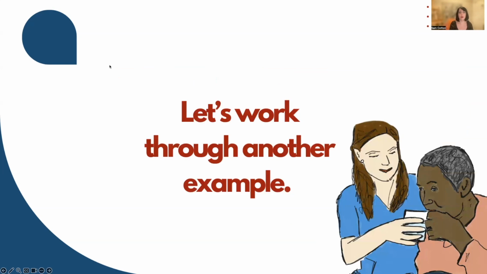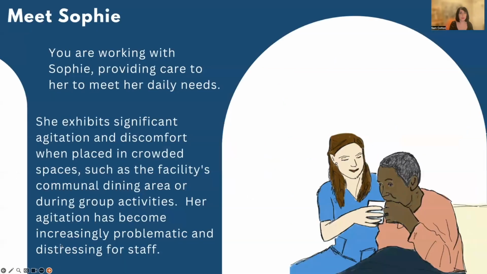So now let's walk through another example together, just to really highlight how you can use this why model on dealing with some of these challenging behaviors. So let's meet Sophie. You're working with Sophie, really working just much like Miss Joan, working to provide care to meet her daily needs. Miss Sophie's really starting to exhibit some significant agitation and discomfort anytime she's in a crowded space, whether that be the facility that you're working in, their communal dining area, or during group activities that she's scheduled to be part of during the day.